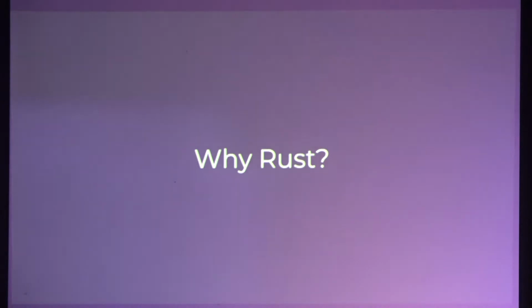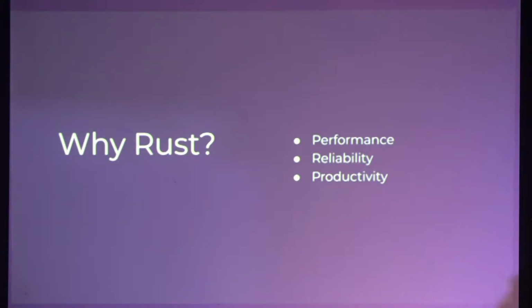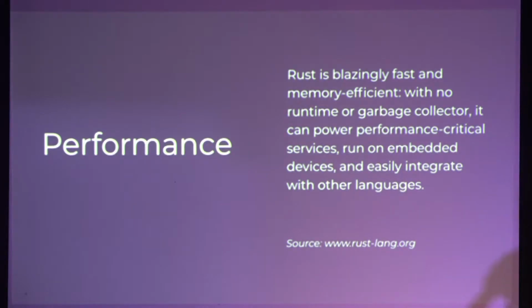But why Rust? These three items are highlighted in the Rust official website: performance, reliability, and productivity. I want to focus on performance and productivity for this talk, because in the site, in discussing reliability, it mostly discusses the language features, the Rust type system, the ownership model in Rust, which is a bit difficult to talk about in a limited time. So we'll just talk about performance and productivity. From the Rust website, Rust is blazingly fast and memory efficient with no runtime or garbage collector. It can power performance-critical services, run on embedded devices, and easily integrate with other languages.